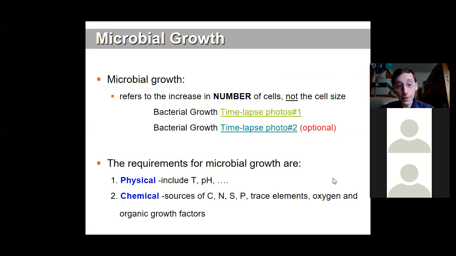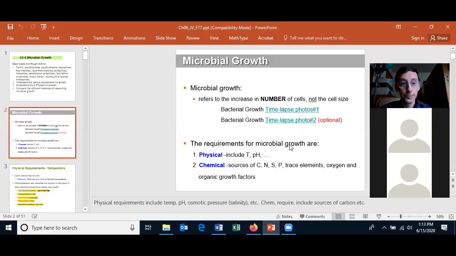When we're talking about microbial growth, all things when they're growing have certain requirements, and there are physical requirements. That includes temperature, pH, acidity, well, I guess that's pH, alkalinity, and salinity. So those are physical elements that things need to grow.